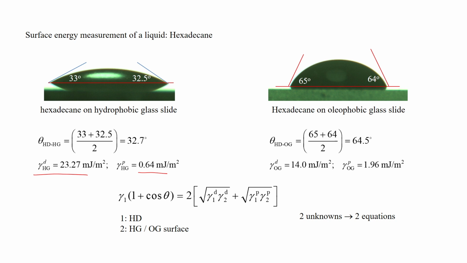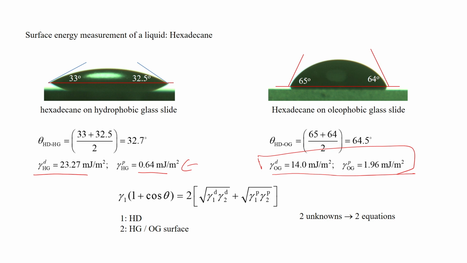So, we just determine that, and similarly this hydrophobic glass slide, we have determined by the same method. We can get here 14 and 1.96 milliliter per meter square, and then we use these two values over here. Here one is the hexadecane and two is the hydrophobic glass slide, or let us say oleophobic glass slides.